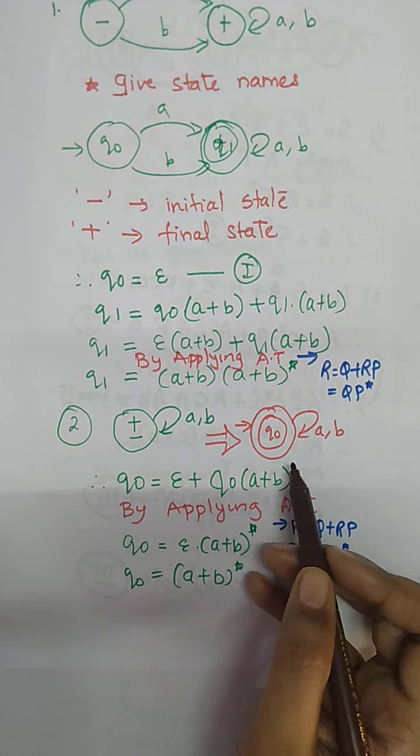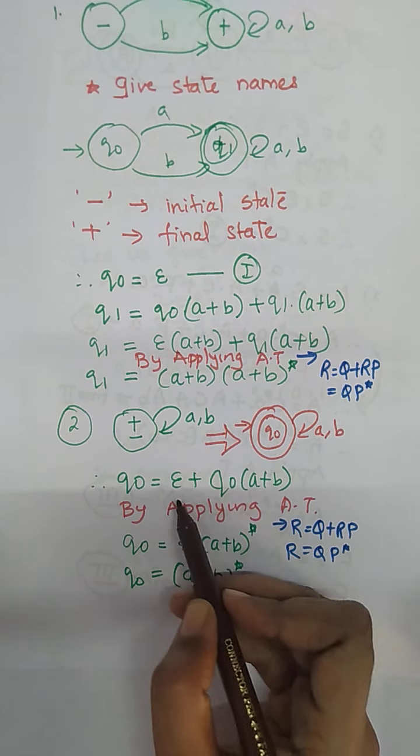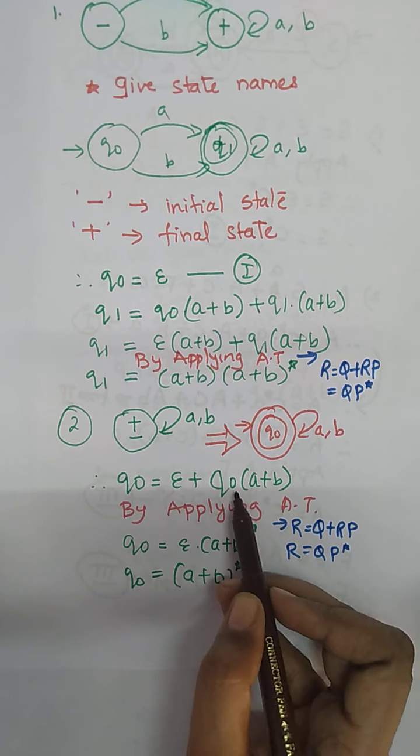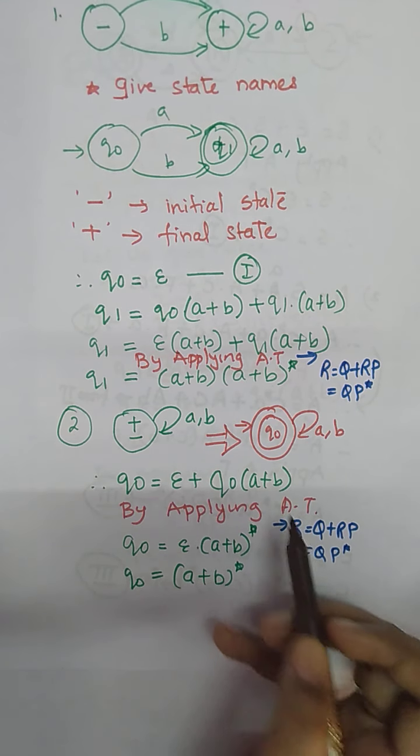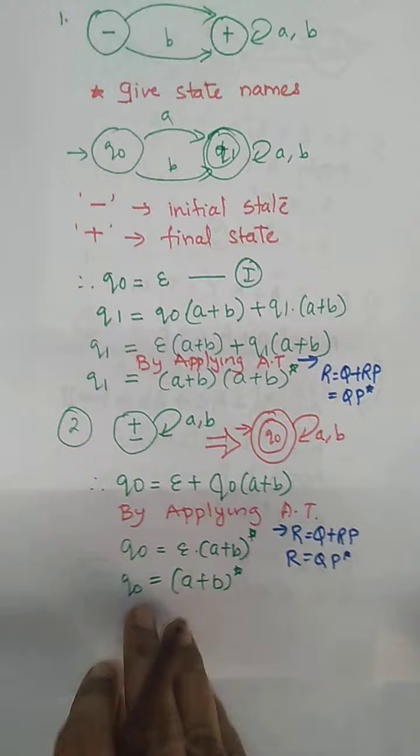This question we had already covered. For this arrow it is epsilon. For this arrow we are having Q0 dot (a plus b). By applying Arden's theorem we will get this kind of regular expression.